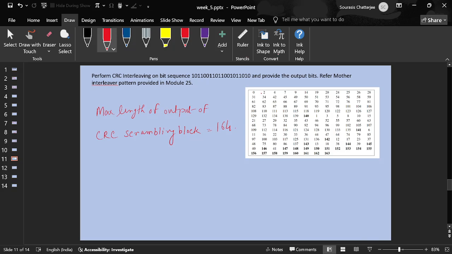For example, the bit sequence given here is of length 4, 8, 12, 16, 20. Okay, fine. I have K as a 20 bit length sequence. So this is the input that goes into the CRC interleaver. Can you tell me how I am supposed to find the interleaved output from here?